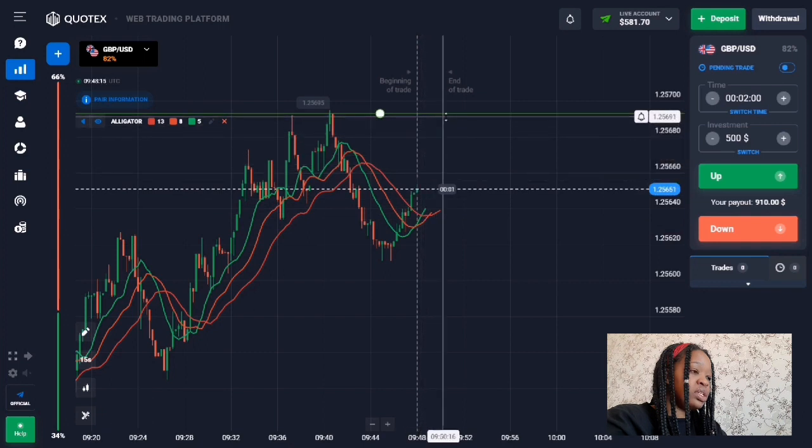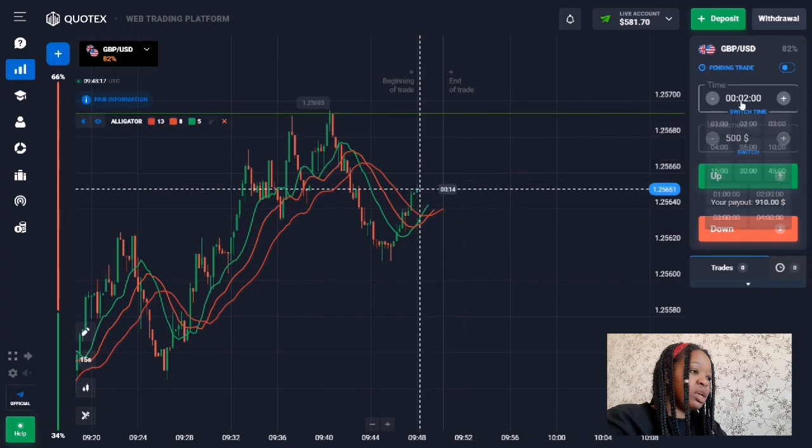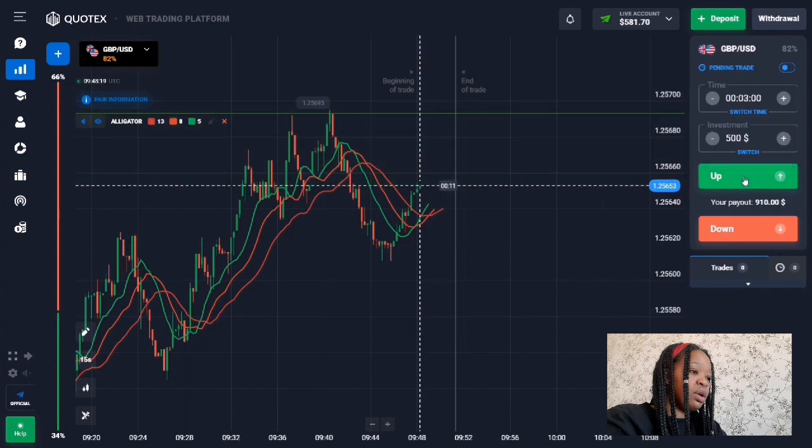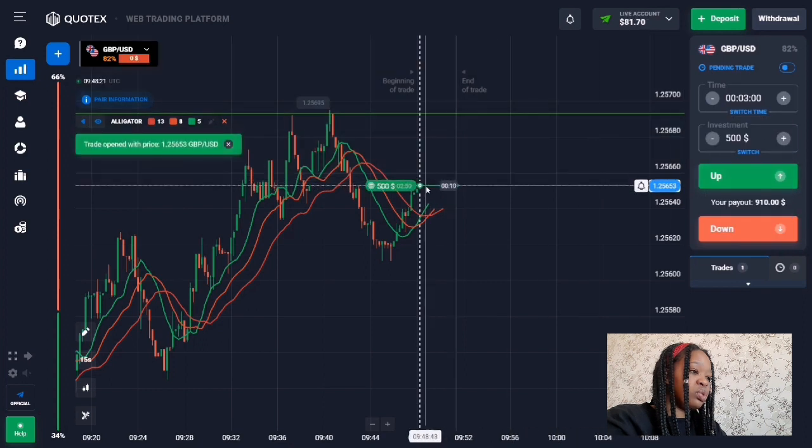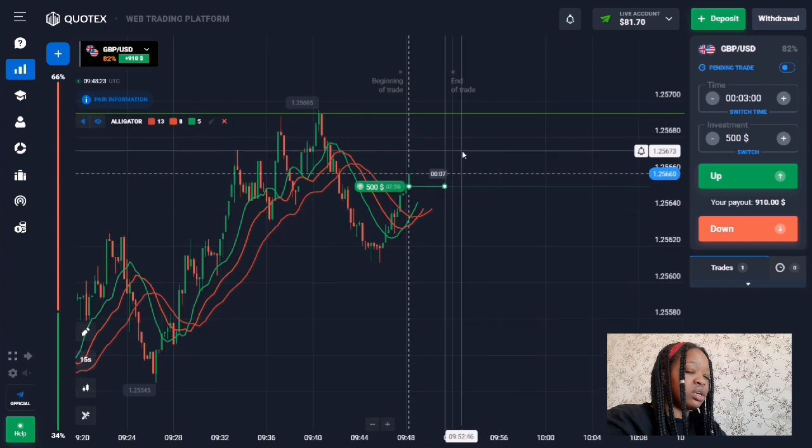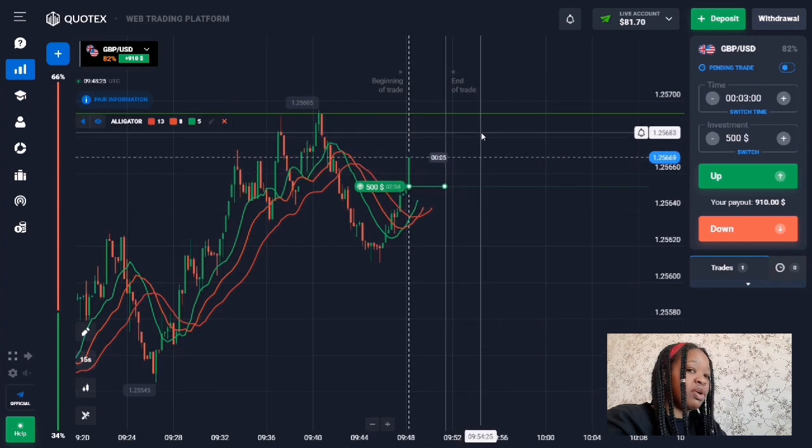So I'm thinking I'll enter the market with an up trade for 3 minutes here because price has all the strength to go up here, and I've already worked out such situations before and they were positive. So let me wait for the results of this trade and see.